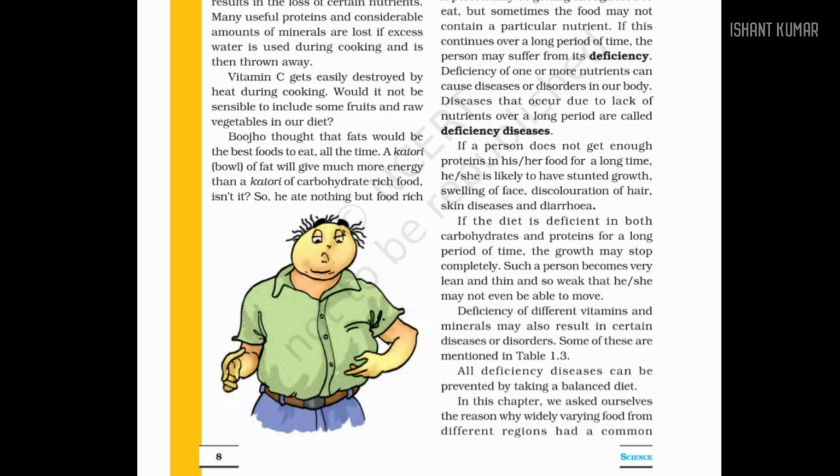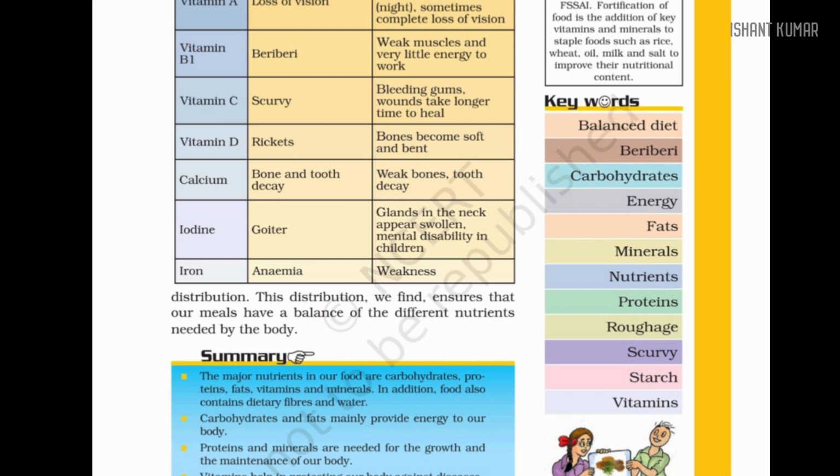Deficiency of different vitamins and minerals may also result in certain diseases or disorders. Some of these are mentioned in Table 1.3. Deficiency diseases can be prevented by taking a balanced diet. In this chapter, we asked ourselves the reason why widely varying food from different regions had a common distribution. This distribution ensures that our meals have a balance of different nutrients needed by our body. Thank you and have a nice day.